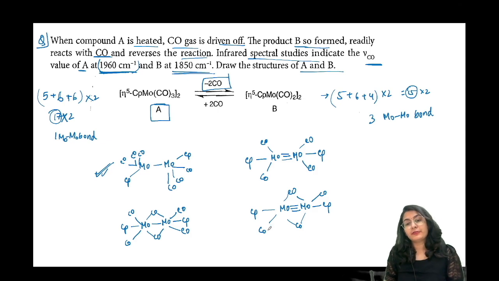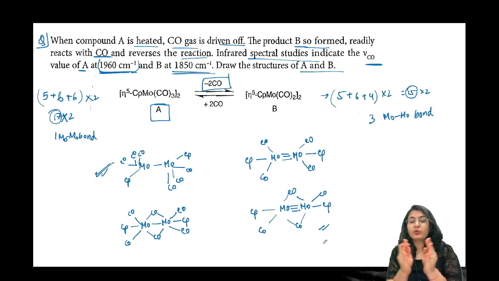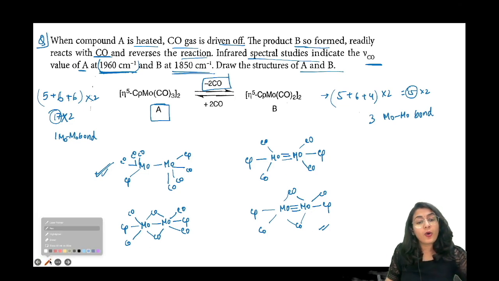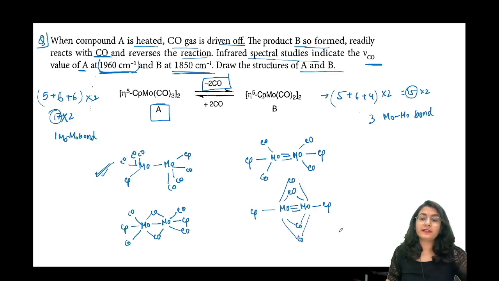And B at 1850. So for B, I can say that there is a bridging carbonyl present. So it is possible that you are having a bridging carbonyl because now the molybdenum atoms have come close together, because of the shorter bond. So either it could be like this, or it could also be like this, since there is only one type of carbonyl. So it could also be doing one more bridging in this way. This can also be correct. So B is going to be like this.